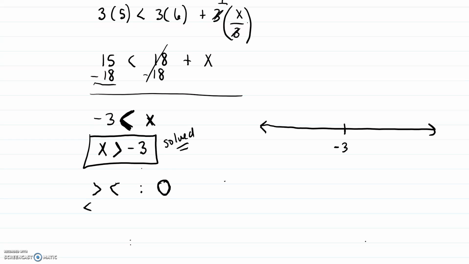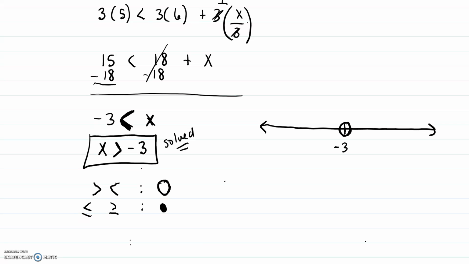If you had less than, equal to, greater than, or equal to, so if you had that equal to symbol, you're going to use an enclosed circle at that number. That's going to indicate that the point is included. So since our symbol is greater than, you're going to use an open circle to tell the reader that that negative 3 point is not included in our answer.